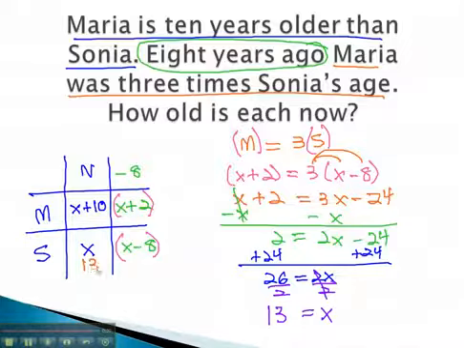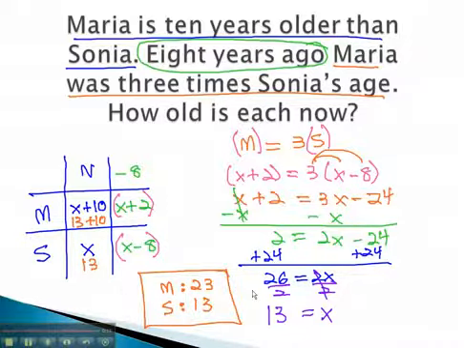x is what we had for Sonia's age. Maria is x plus 10, or 13 plus 10. Maria is 23 years old. Sonia is 13 years old. And that completes our problem. By setting up our table with the given information, the amount of change that occurs, and an equation for the future or past, we can quickly solve an age problem.